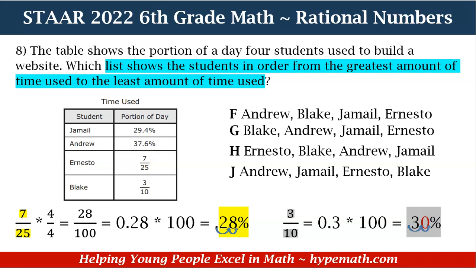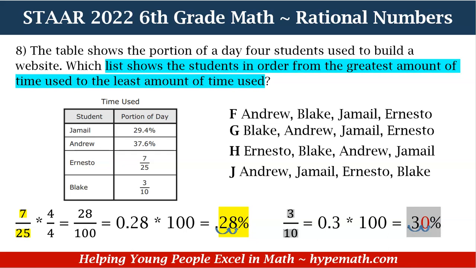That's step 1. Step 2, now I need to multiply 0.28 by 100 because I need to make it a percent. So when I move my decimal 2 places to the right and I add my percent sign, 7/25 is equal to 28%.